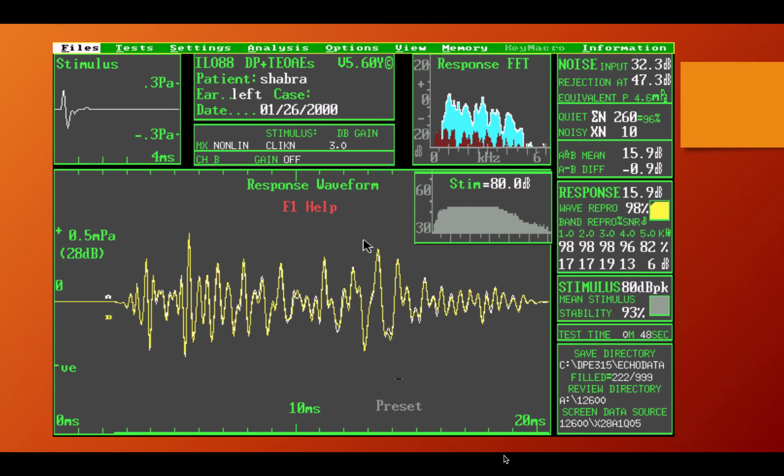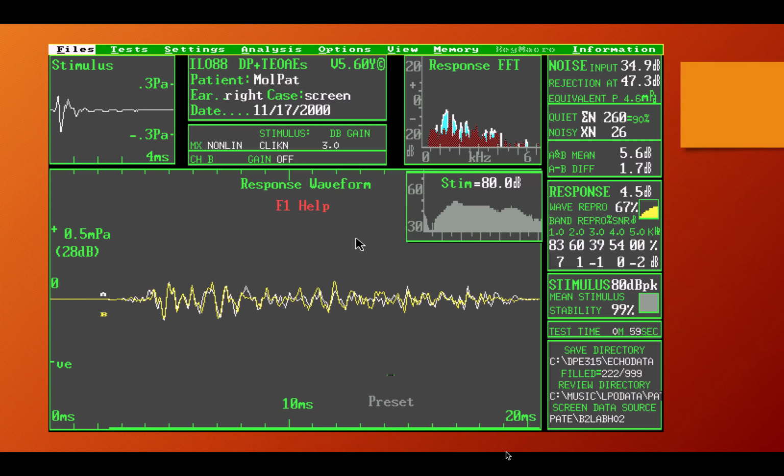This is a trace of a transient evoked otoacoustic emission reflecting a pass, and as we see here, the signal to noise ratio is more than 3 decibel. And this is a fail transient evoked otoacoustic emission, and the signal to noise ratio is less than 3 decibel.